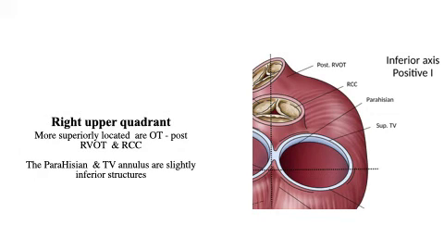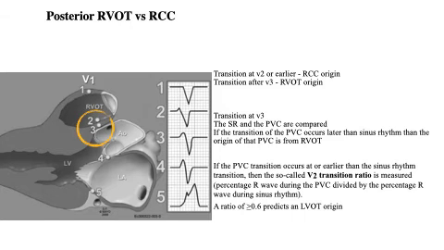In the right upper quadrant, these four structures show an inferior axis and a positive lead 1. Another lead, aVL, which is a superior and leftward lead, will show a QS pattern for PVCs from the outflow tract, while the PVCs from the parahisian and tricuspid valve annulus will show an isoelectric or positive deflection in lead aVL. This is because of the more inferior location of the parahisian and the tricuspid valve annulus compared to the outflow tract. Also, the forces from the superior tricuspid valve and the parahisian area are less pronounced than the more superior structures.